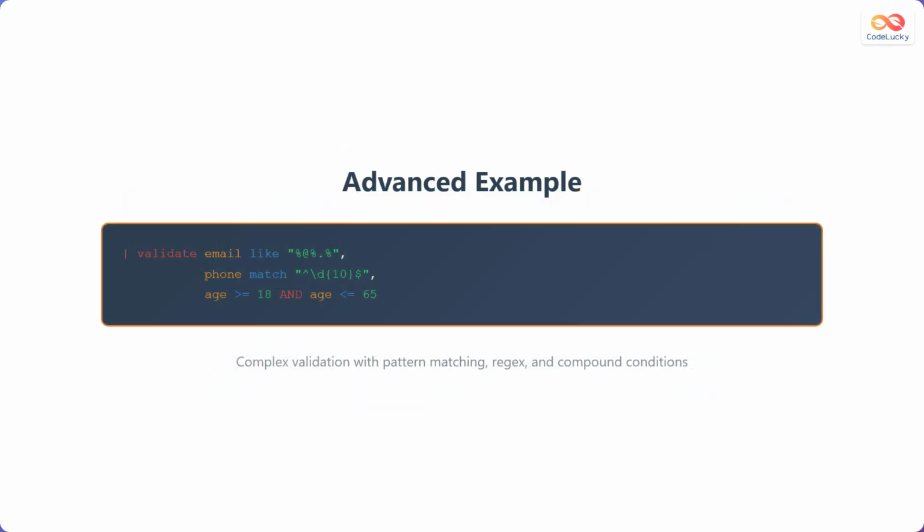This advanced example demonstrates the full power of the validate command with complex validation rules. We validate that email fields contain a basic email pattern with the like operator. Phone numbers match a 10-digit format using regular expressions with the match operator, and age values fall within a specific range using compound conditions with and logic. This comprehensive validation ensures data quality across multiple fields simultaneously, making it ideal for user registration data or customer information validation.